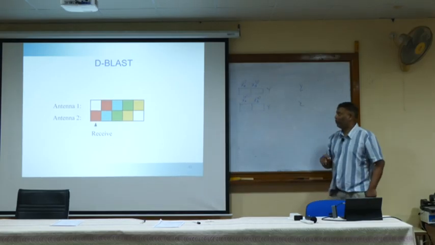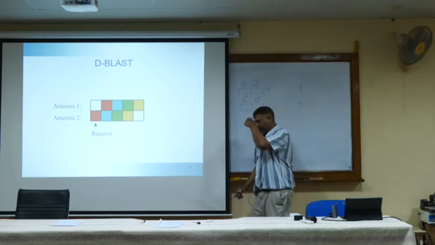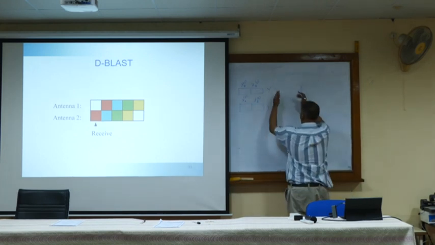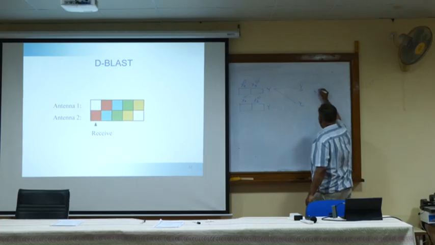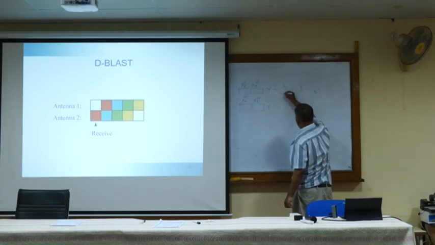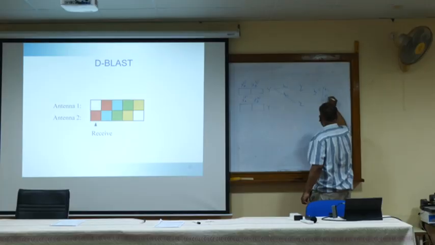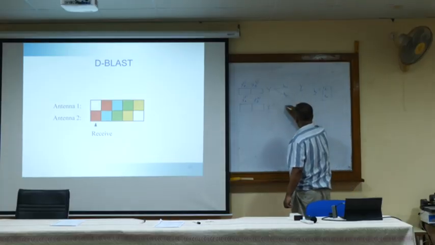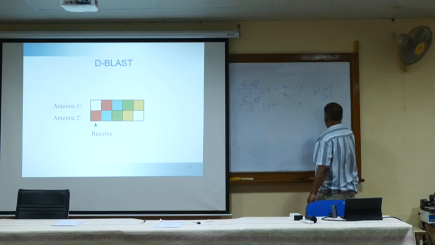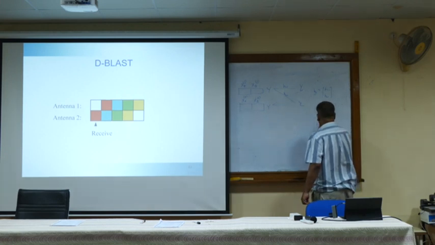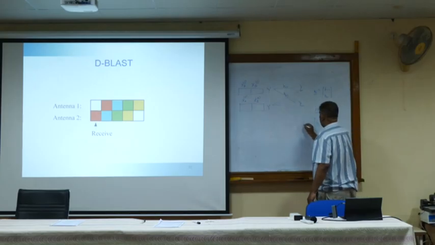Okay, so this slow fading channel, let's say this channel H1 contains H11 and H21, and then this channel vector H2 is H21, H22, H12. So your channel is H1 and H2. So this is your channel.